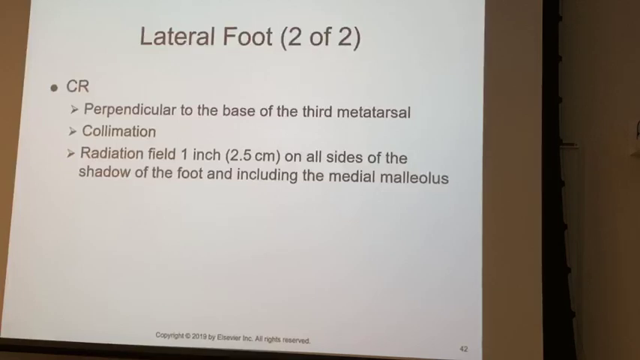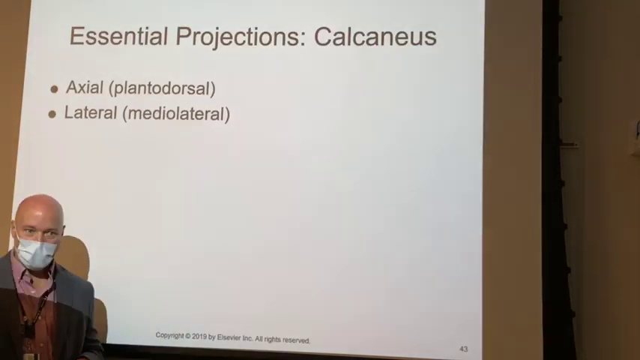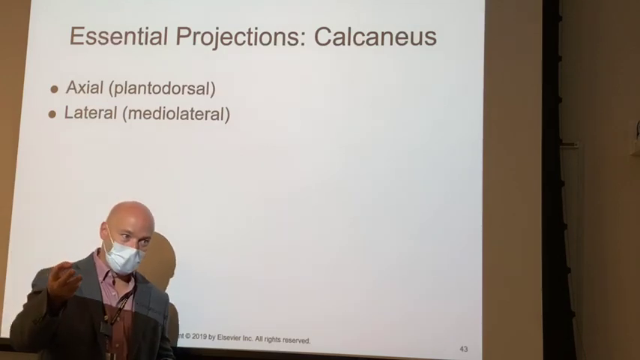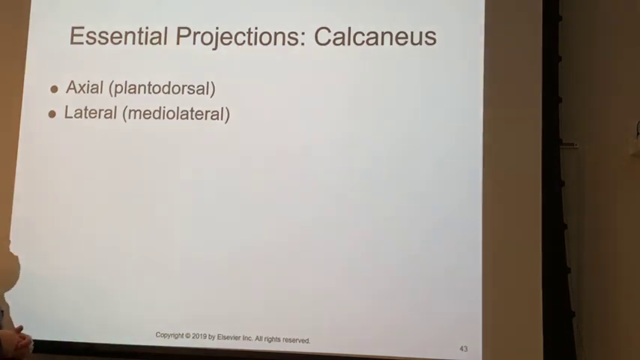So your central ray is going to be perpendicular to the base of the third metatarsal for the lateral foot. Whenever we get into lateral calcaneus, again, the only difference is going to be central ray location and collimation. Lateral ankle, just central ray location and collimation. Everything else is identical. Okay. Any questions on feet? So the important things to remember is all toes, right? All toes. Toes 15 degrees, feet 10 degrees, medial side down for a more consistent lateral.